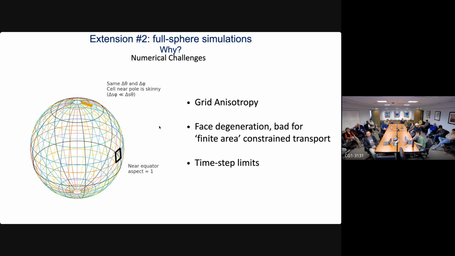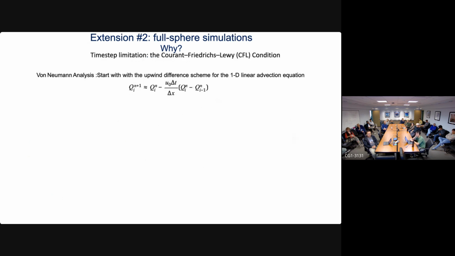And the most important challenge is the so-called time step limit, that the simulation time step is so small that we cannot continue with a simple extension to the global model. This can be understood by looking at the one-dimensional linear advection problem and the derivation of the so-called CFL condition.